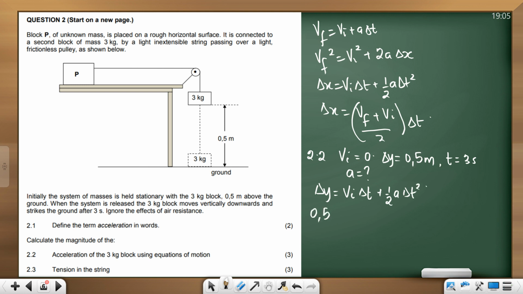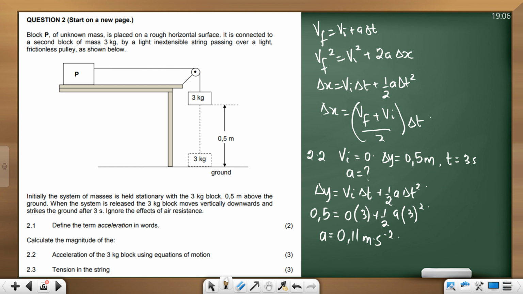What do we have here? 0.5 equals 0 multiplied by 3 plus 1 over 2 a times 3 squared. What's your answer? 1 over 9. And what's that in decimal? 0.11 meters per second squared. I'm sure we all got that one.